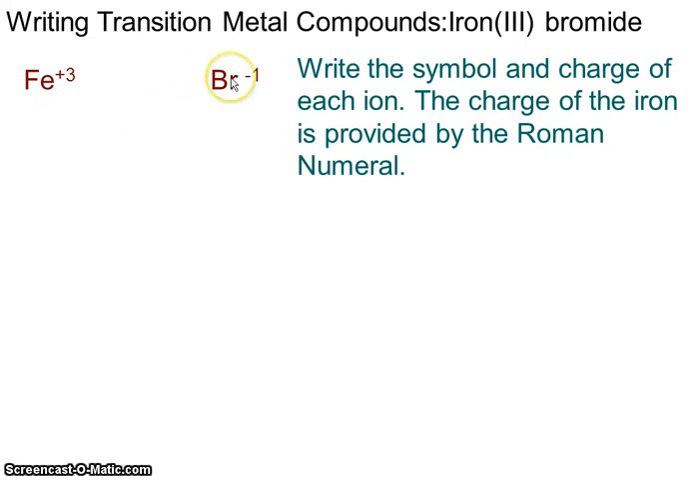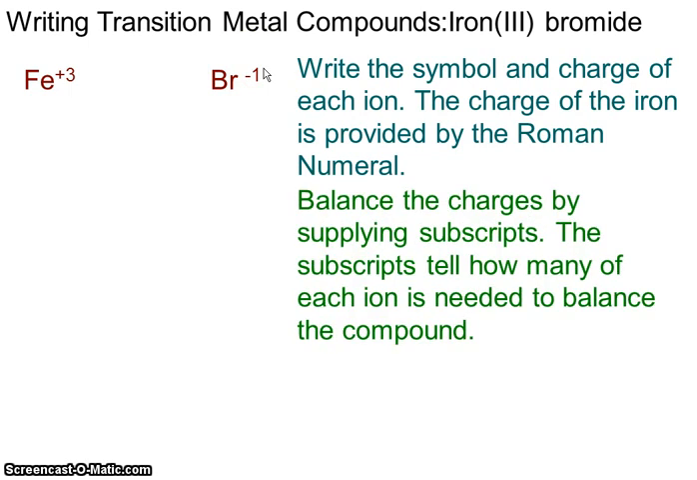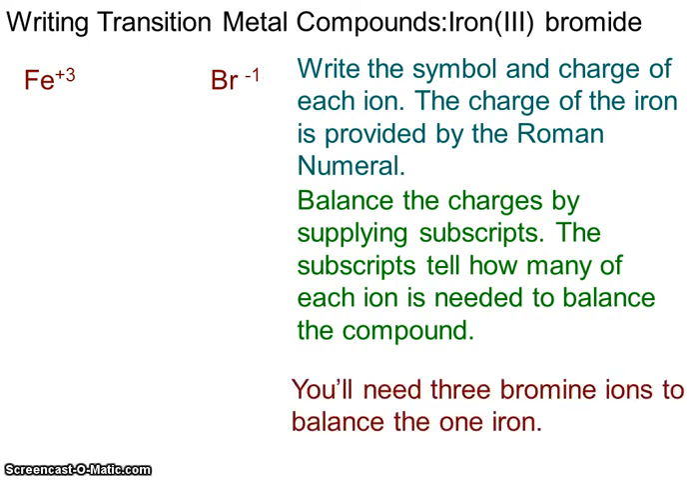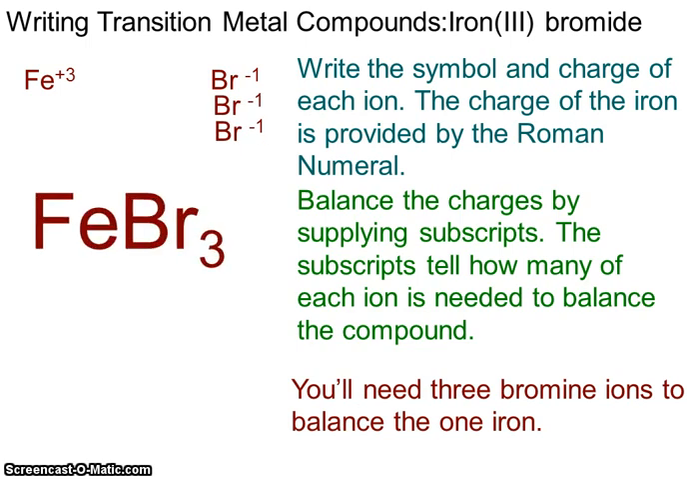Bromide is Br, and I find that it's in group 7 on the periodic table, which means it has a -1 charge. We'll apply the same logic we did last time. I have 3 positives on the iron, and I need 3 negatives from the bromines. That means I need more bromine. The least common multiple of 3 and 1 is 3. And so I've got 3 charges on the iron. I need 3 charges on the bromides. So I pick up 2 more, and my formula becomes FeBr3.